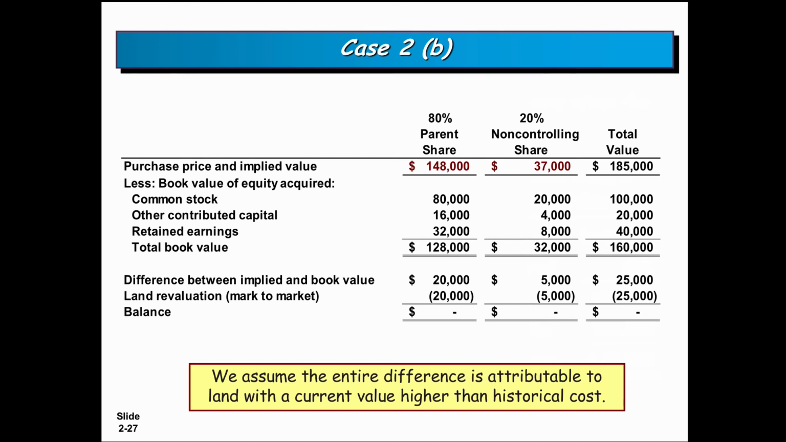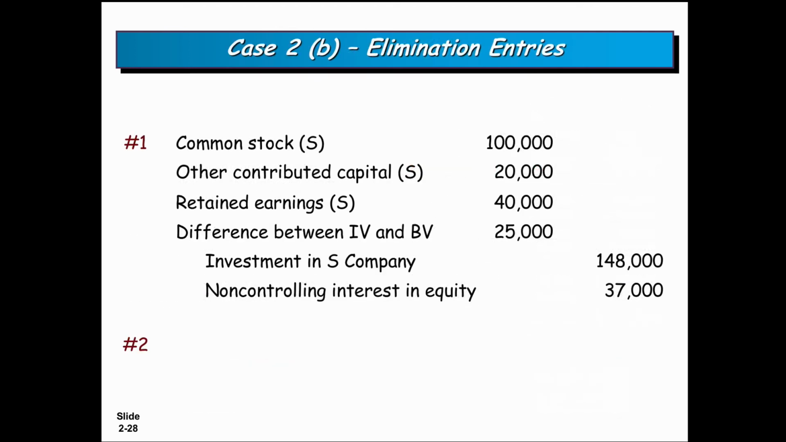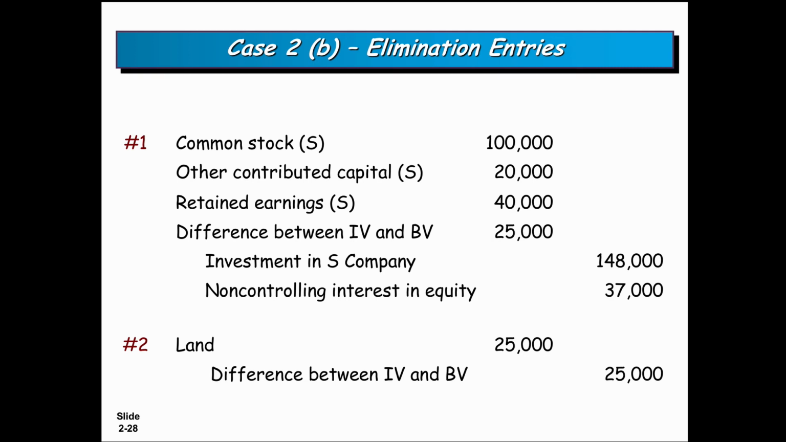Now, if the company paid 80%, then there is NCI of 20%, and you can see here that the difference of the amount paid and the other one, 25,000, has been allocated to the land, where 20,000 out of the 25 will go to the parent and the 5,000 will go to the NCI. And then we make the elimination entry. We debit common stock, other contributed capital, retained earnings, and credit investment in subsidiary and NCI, and the difference will go into difference between implied value and book value. This difference will be closed in the land, so we debit land and credit the difference.